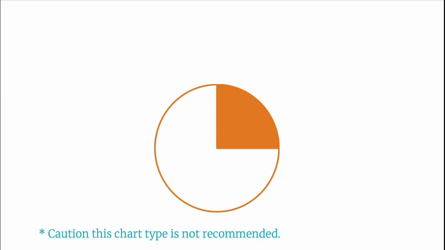And pie charts are as well. Pie charts use angle, so arc and area, to show comparison, but they are problematic for many reasons. It is difficult to make precise quantitative comparison using angle, arc, and area. So this can distort the comparison of the data.